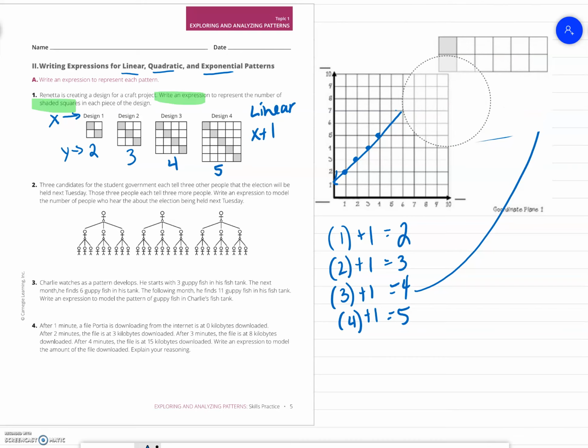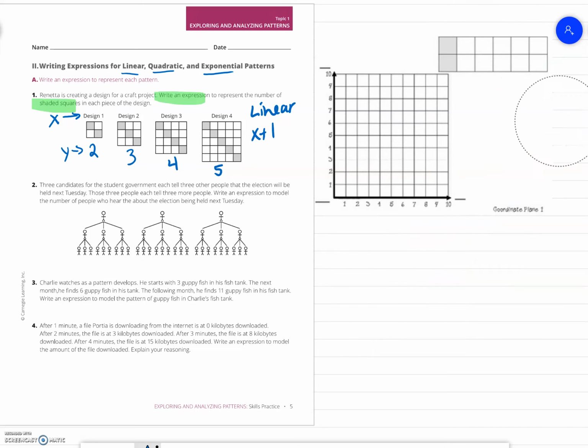All right, let's look at number 2. So number 2, we have 3 candidates, and they tell 3 other people about the election that will be held on next Tuesday, and those 3 people tell 3 more people, and it wants us to write an expression to model the number of people that will hear about the election next Tuesday.